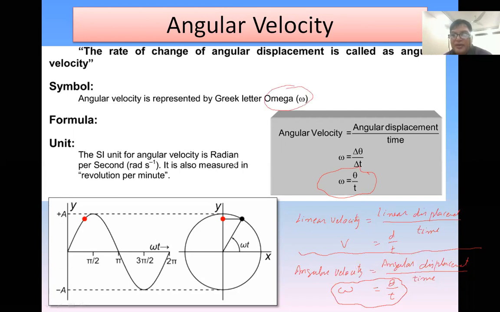This is omega. And what is the definition of angular velocity? Rate of change of angular displacement. And in the case of linear velocity, it is the rate of change of linear displacement, my dear students. If we say rate of change of linear displacement, what do we get? Linear velocity. And if we say rate of change of angular displacement, what do we get? Angular velocity. And what is the symbol? Again, look at this one. Omega equals theta over t.